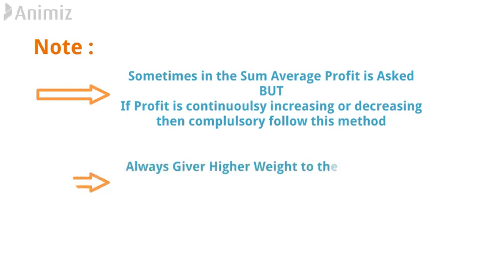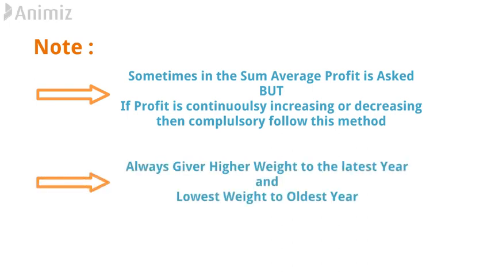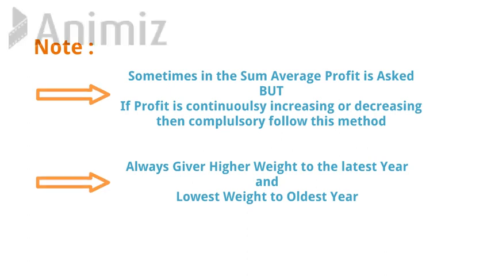And the second thing is that always give higher weight to the latest year and lowest weight to the oldest year. Sometimes students make mistakes in this also. If you will try to avoid both of these mistakes, then there is no scope that you will not be able to get full marks, that is 4 out of 4.